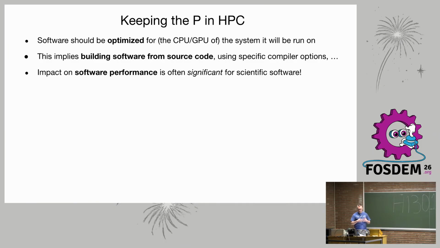That means we need to optimize our software for the hardware it's going to run on. So we won't take a random binary from the internet and say this will probably be fine. No, we're going to build our software from source on the host where it's actually going to run. And we're going to tell the compiler, optimize for this CPU that you're seeing right here. So this can be quite important, especially for scientific software.